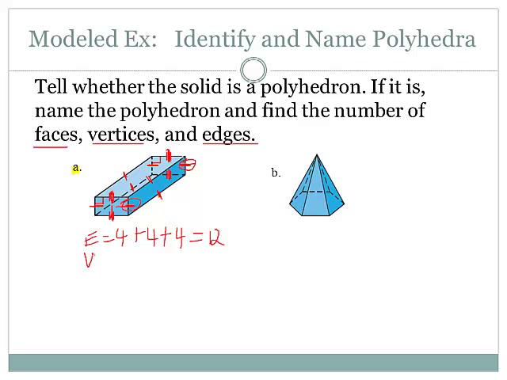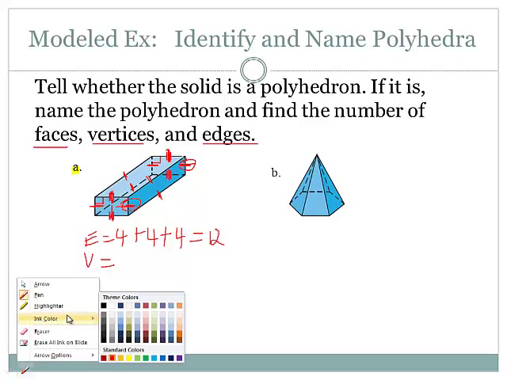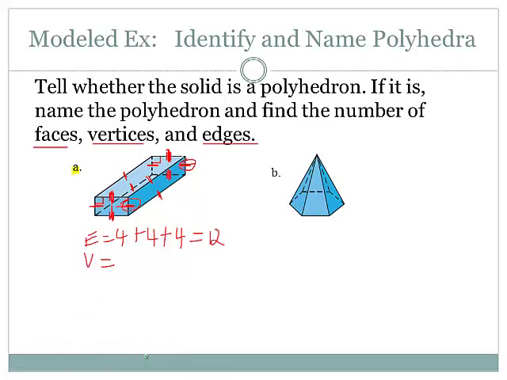What about vertices? Vertices are where you have points. So let's do this in a different color. We have points, and the vertices we have 1, 2, 3, 4, and back here 1, 2, 3, 4. So the front part has 4, the back part has 4, so the total number of vertices is 8.